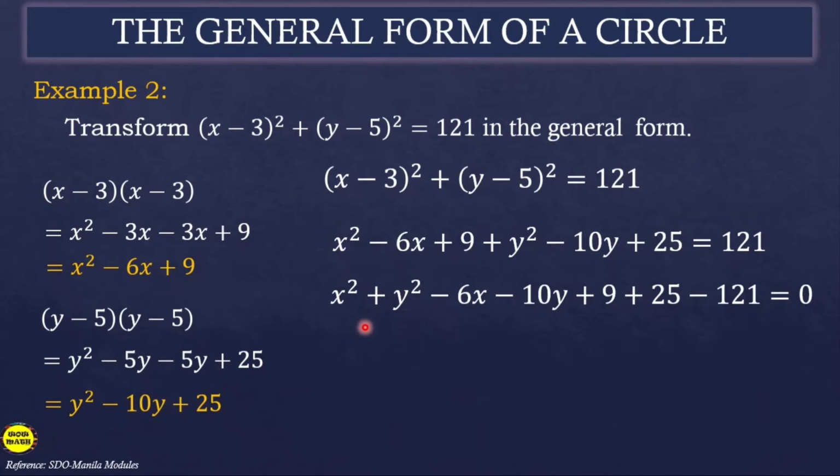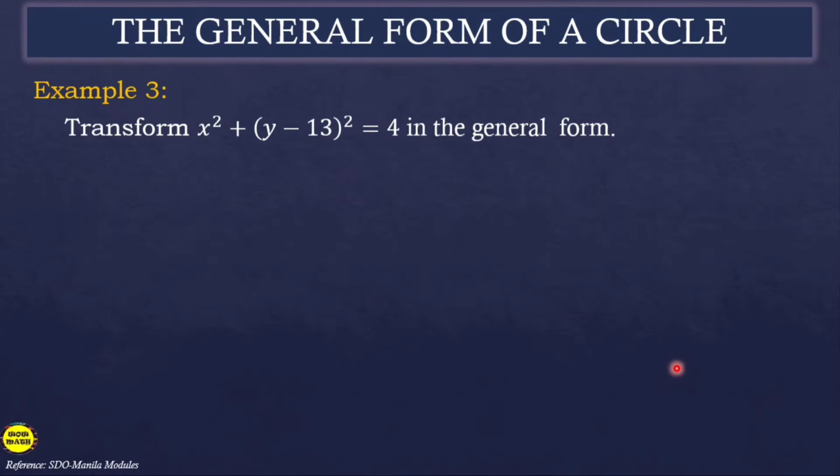So, mauna yung x squared, susunod yung y squared, and then yung may variable x natin, so negative 6x minus 10y, and then yung mga constant term natin, pagsasamahin natin, 9 plus 25 minus 121 kasi si negative 121 ay galing sa kabila. So, kaya naging negative. And the answer is x squared plus y squared minus 6x minus 10y minus 87 is equal to 0.